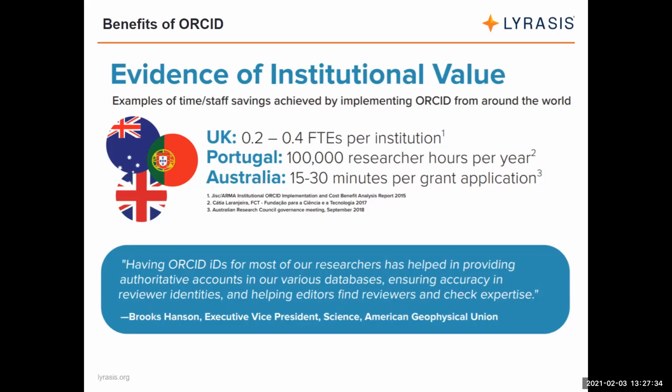And then here in the US, this quote in the blue shape is from Brooks Hansen from the American Geophysical Union, indicating that having ORCID iDs for most of our researchers has helped in providing authoritative accounts in our various databases, ensuring accuracy in reviewer identities and helping editors find reviewers and check expertise.